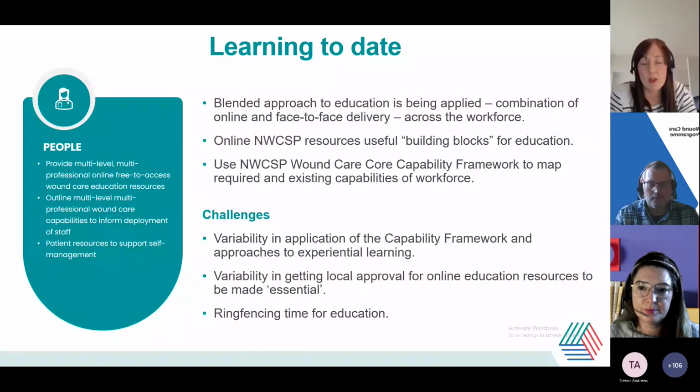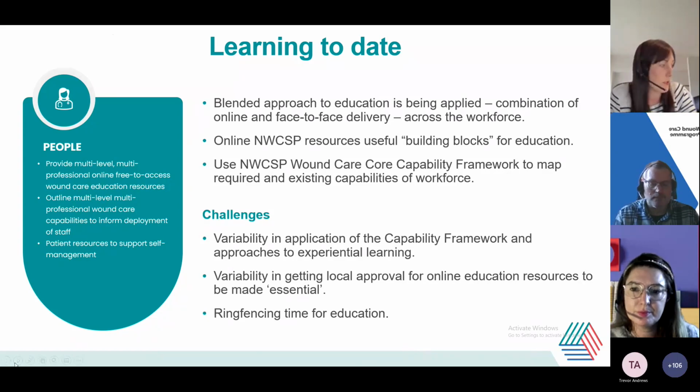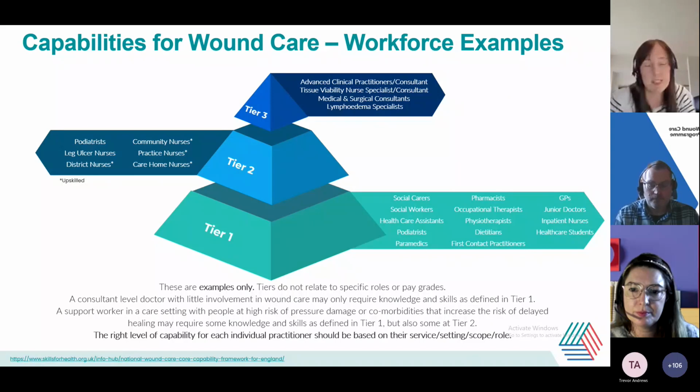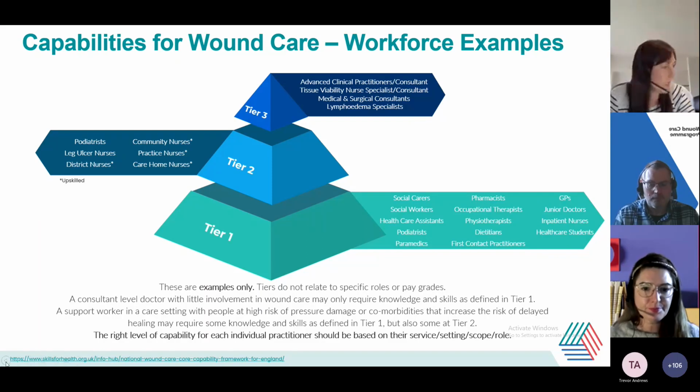And they've told us that the online learning resources that we've produced in conjunction with Health Education England are proving useful building blocks in order to complement local practical education sessions. And they're a good foundation prior to attending the taught sessions or further developing clinical skills in practice via experiential learning. And they've told us that the wound care core capability framework, which sets out the expected wound care knowledge and skills for all patient-facing practitioners in 3 levels or tiers, which you can see here in front of you, is a really useful tool in mapping the required and existing capabilities of the workforce.